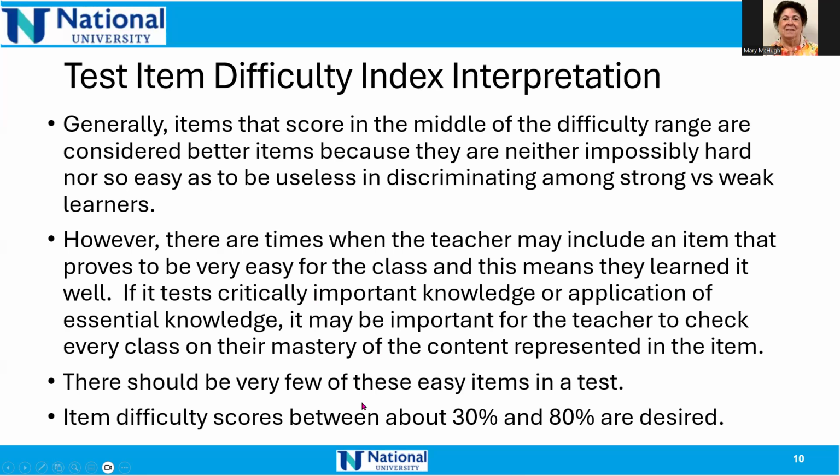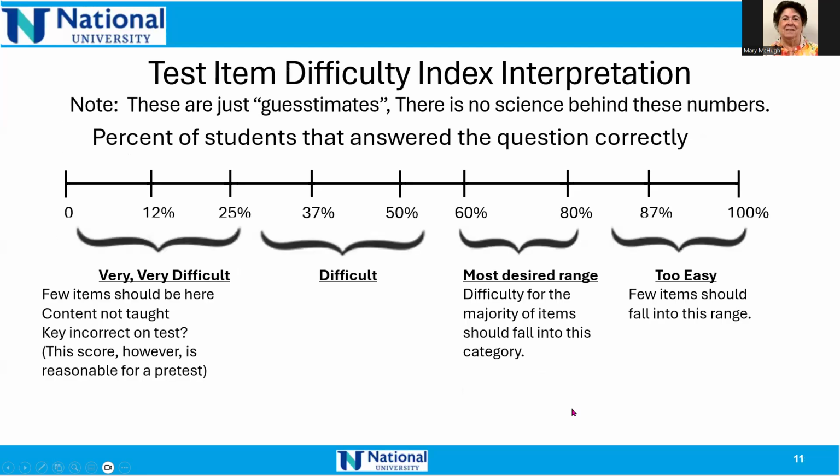Generally, we would like to see item difficulty scores between about 30% and 80%, with 30% being the hardest questions and 80% being the easier questions. This is just a kind of rule of thumb. There's nothing written in stone about this, but generally they look at an item that 25% or fewer of the students got correct as a very, very difficult item. If 50% down to 37% got it correct, then it's considered a somewhat difficult item.